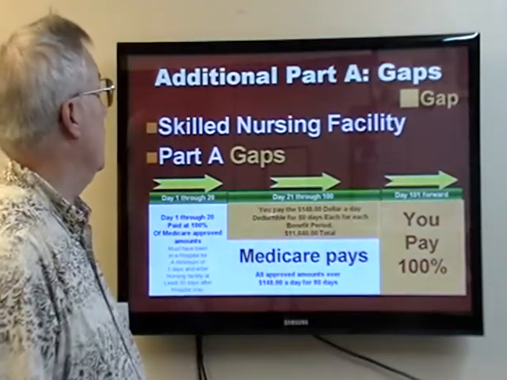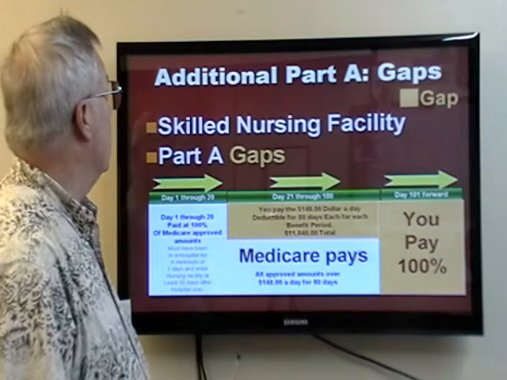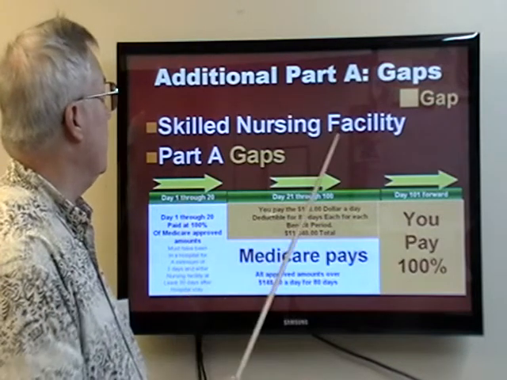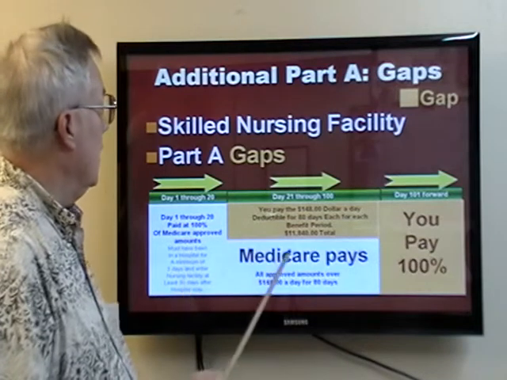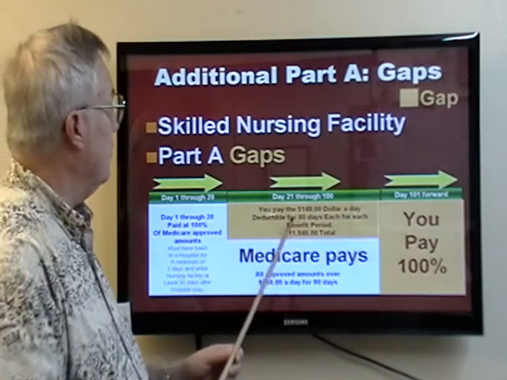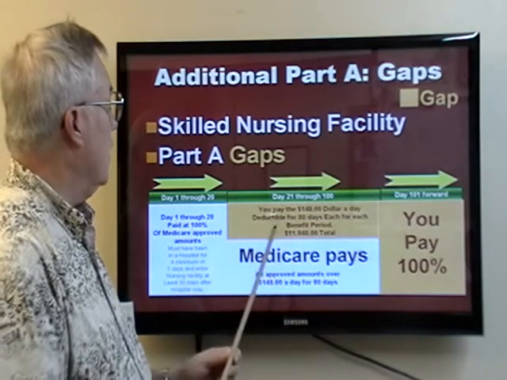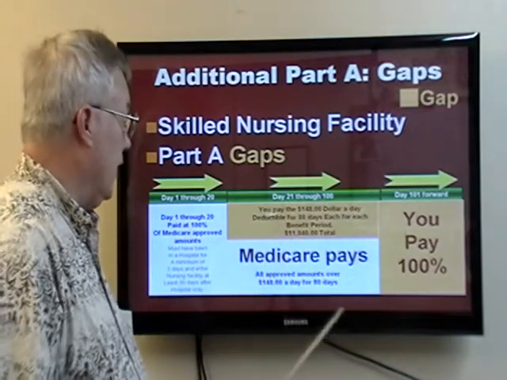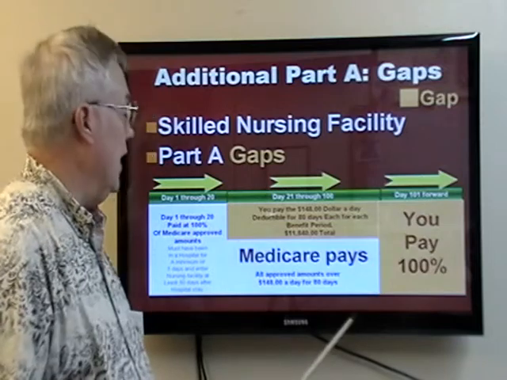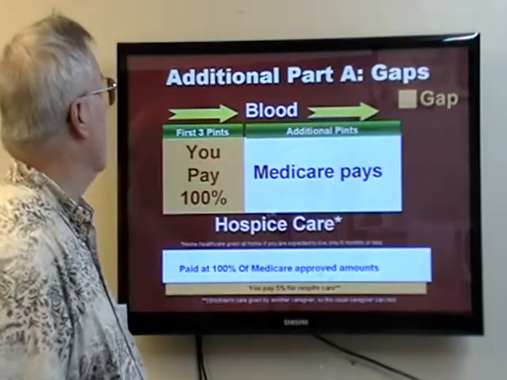So here are some more additional areas where we have gaps. The skilled nursing facility, as you can see, the first 20 days it's paid at 100%, and then you go into this daily deductible of $148. So you've got 80 days exposure here, which is a pretty good gap too. Now after 100 days, you're on your own here.